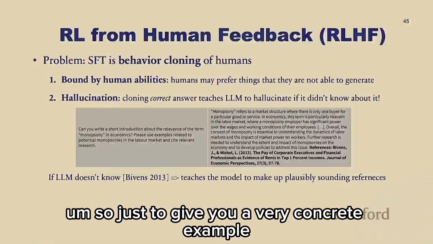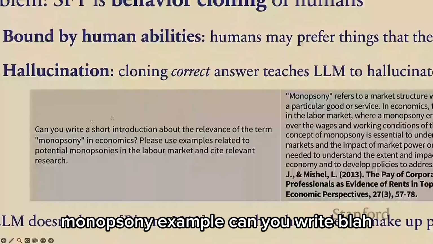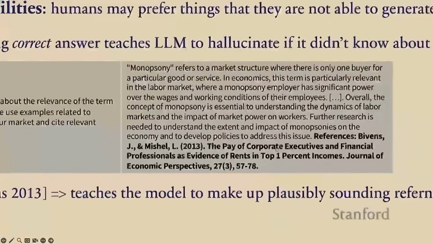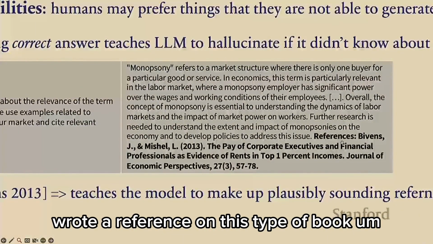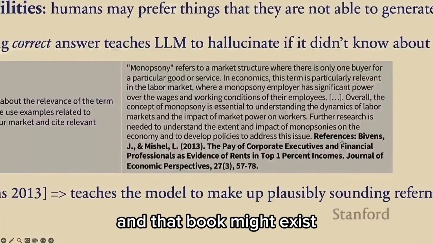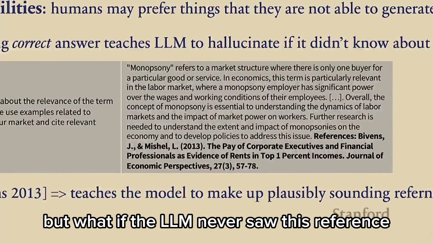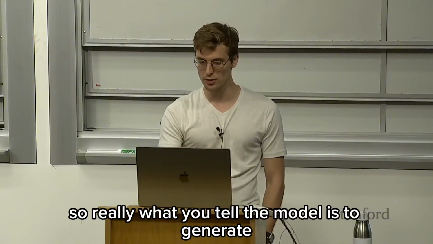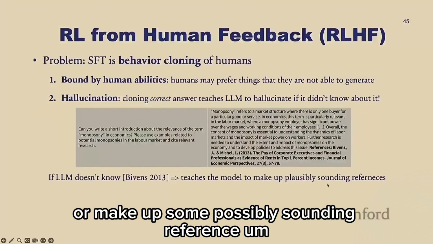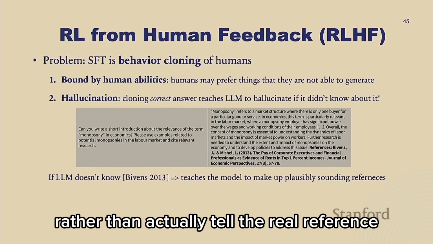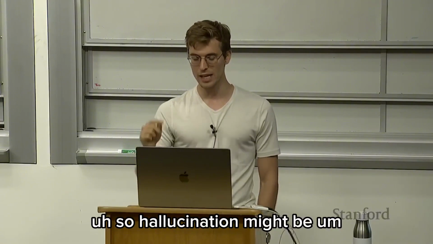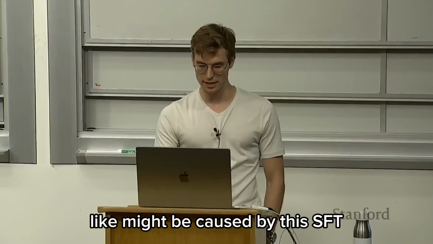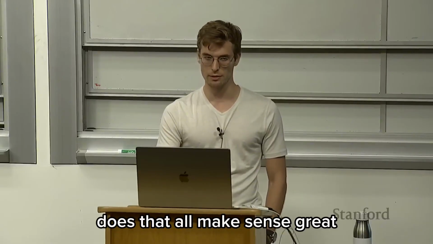Just to give you a very concrete example, if we go back to this monopsony example, can you write blah, blah, blah about monopsony? Imagine that the human wrote a reference to a certain book. And that book might exist. That might be a correct reference. But what if the LLM never saw this reference during pre-training? Then it doesn't know that it's a correct reference. So really what you tell the model is to make up some plausible-sounding reference rather than actually give the real reference that it saw during pre-training. So hallucination might be caused by this SFT. That's problem number 2. Does that all make sense?